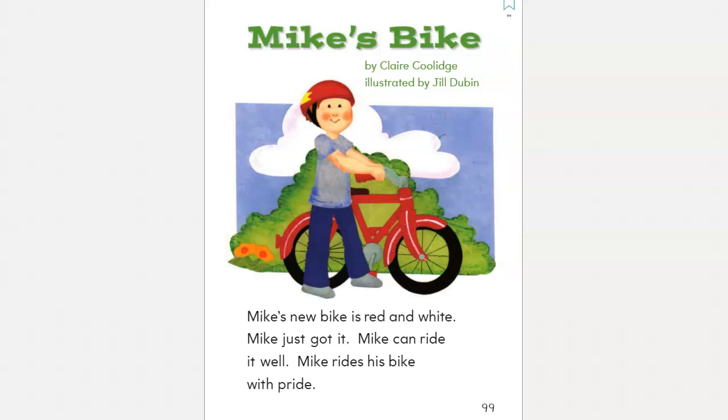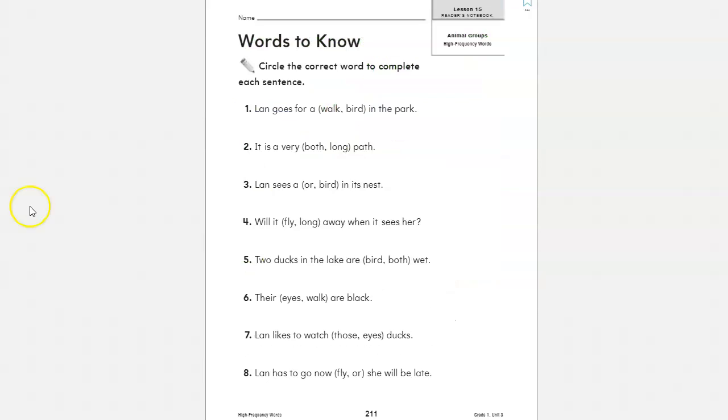What a fun story for us to read, to get to practice saying words with the long I sound. Now let's complete an activity in our reader's notebook together. To end our reading video today, we are going to complete a words to know, also known as our sight words, activity. Our directions tell us to circle the correct word to complete each sentence.